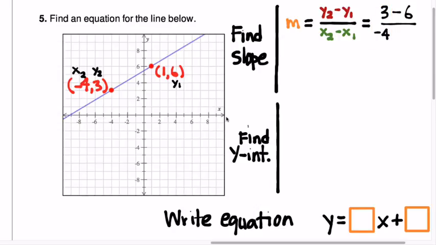And then likewise, what will I be subtracting? 1. That's the y-coordinate of my other point, x1 right there. Okay. So to find the slope, I just need to subtract 3 minus 6, that's negative 3, and divide it by negative 4 minus 1, that's negative 5. What's negative 3 divided by negative 5?